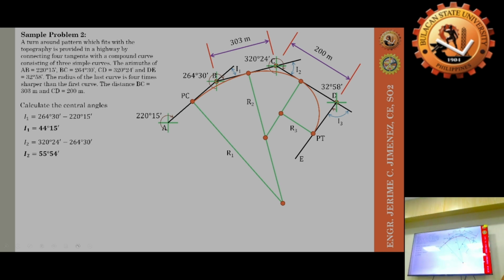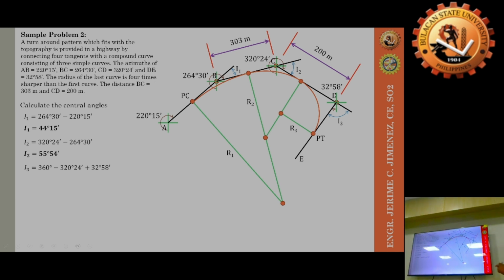Okay, so how do we get I sub 3? 360 minus 320 degrees, plus 32. Very good. That is 360 degrees minus 320 degrees, 24 minutes, plus 32 degrees. Okay? Binubuo niyo muna siya as a circle, kaya lang 360, minus yung pinanggalingan. Ang makukuha niyo dun ay itong portion na to.